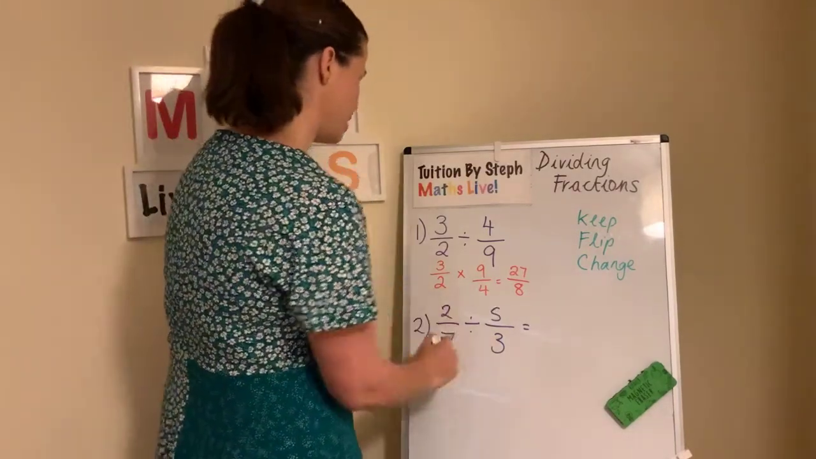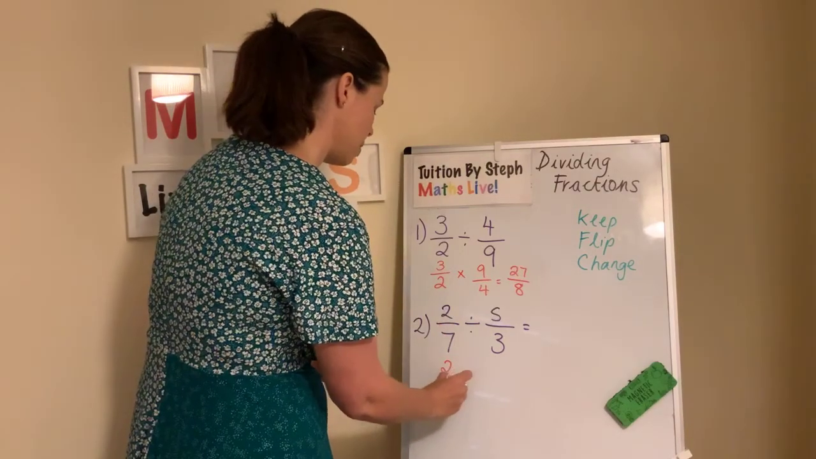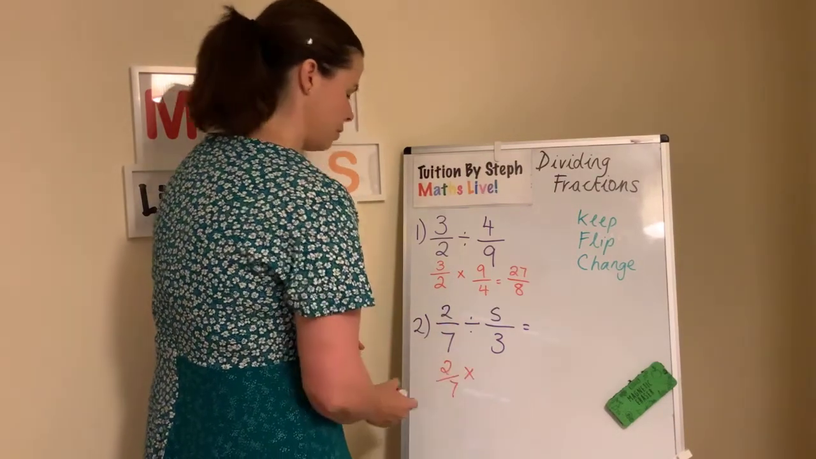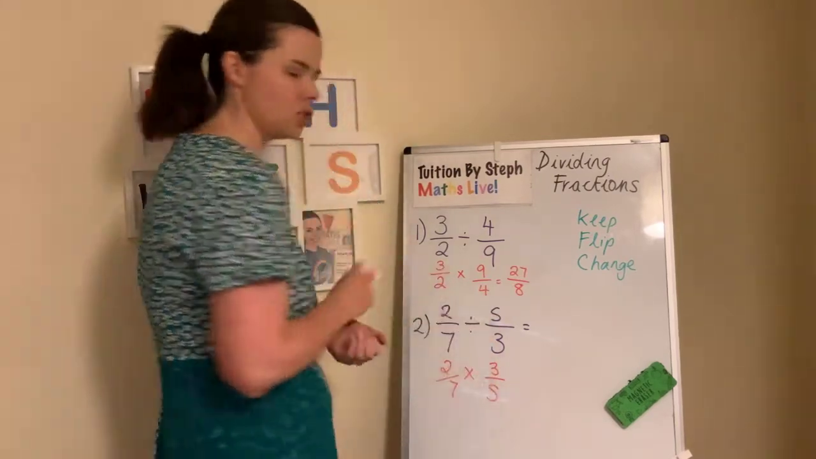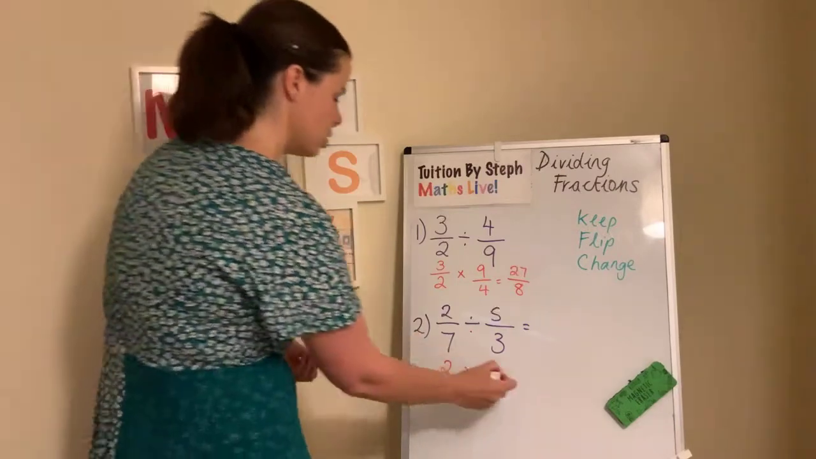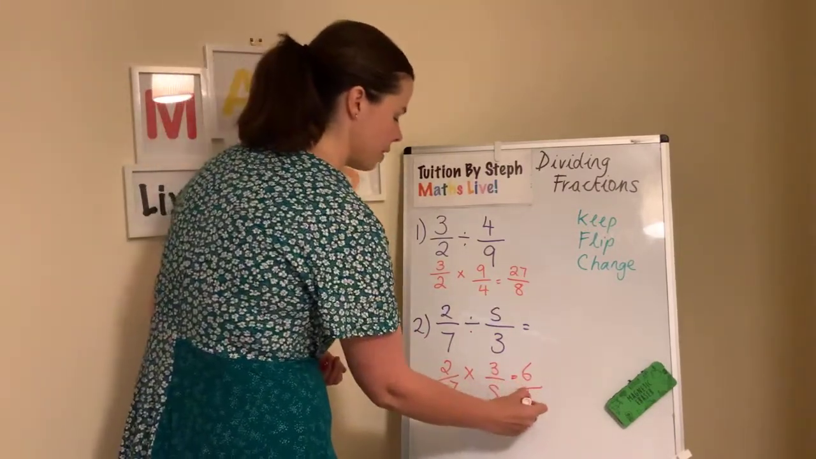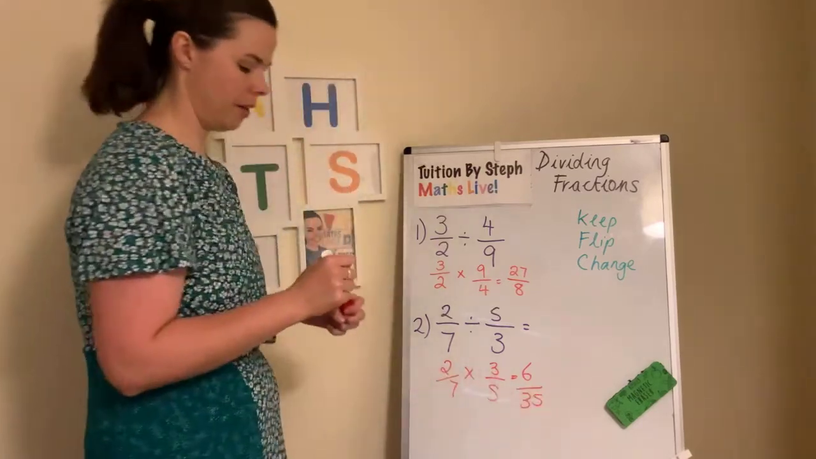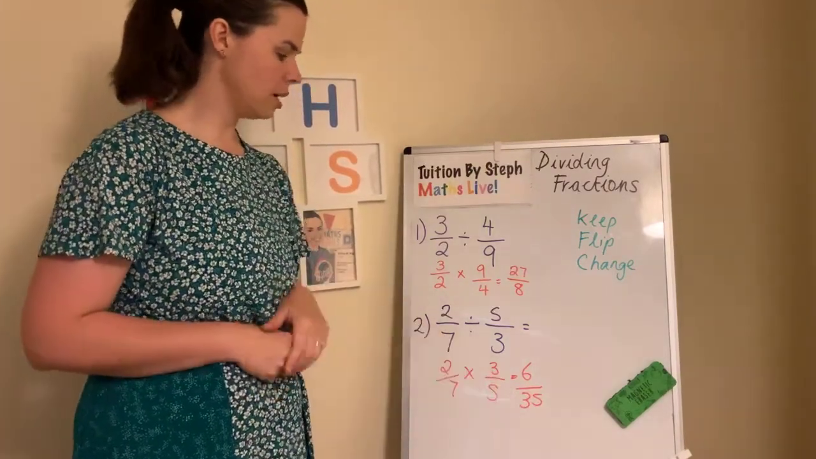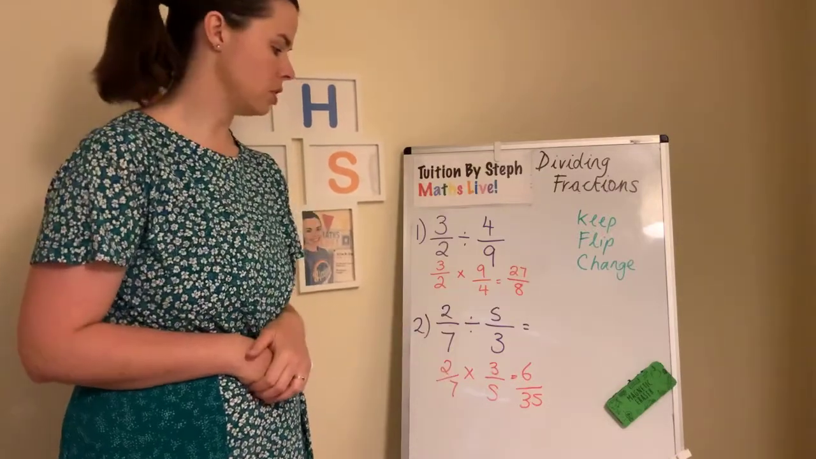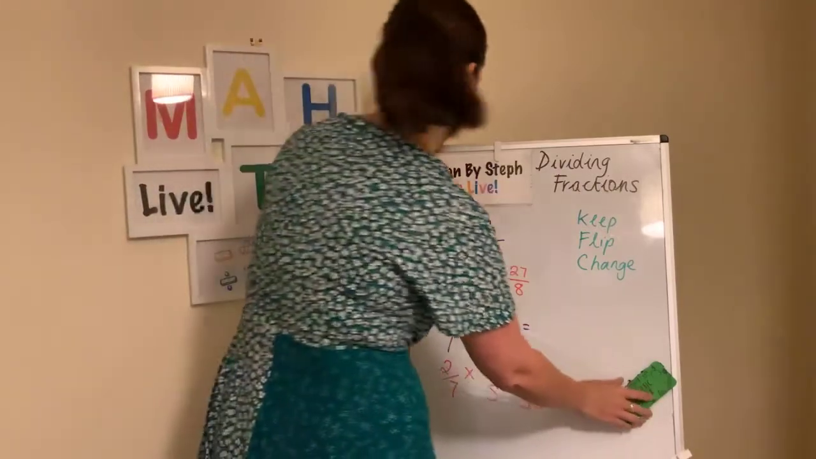Okay. And for the next one, so 2/7. So it'll be keep, flip, 3/5, and I changed it to multiply. So 2 times 3 is 6, and 7 times 5 is 35. Oh, there's an example of where actually it's not an improper fraction, it's a proper fraction. So 6 over 35. Try 2 more.